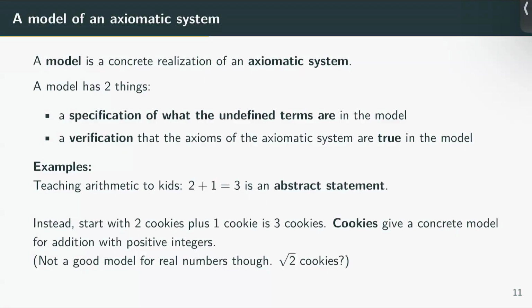Right, so different things can be models, multiple different things, right? I can look at apples instead of cookies. That gives me a different model of addition with the positive integers. But we can do all sorts of things to find models. For instance, moving squares on a game board. That's another model of addition on the positive integers.